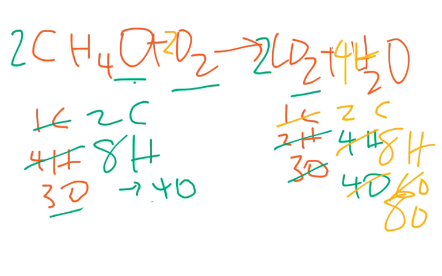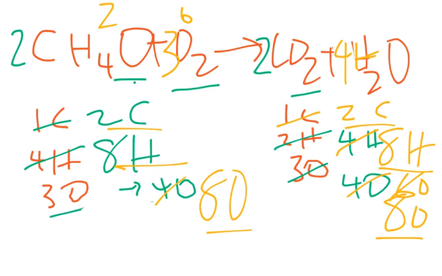So let's just make this 3 oxygens, so that the total number of oxygens would be 2, 6, and 8 oxygens. So now we've balanced the chemical reaction. 2 carbons, 8 hydrogens, and 8 oxygens on each side. And we are done with this one for now. Let me erase the 2 and the 6 to not make it confusing. So 2CH4O plus 3O2 makes 2CO2 plus 4H2O.